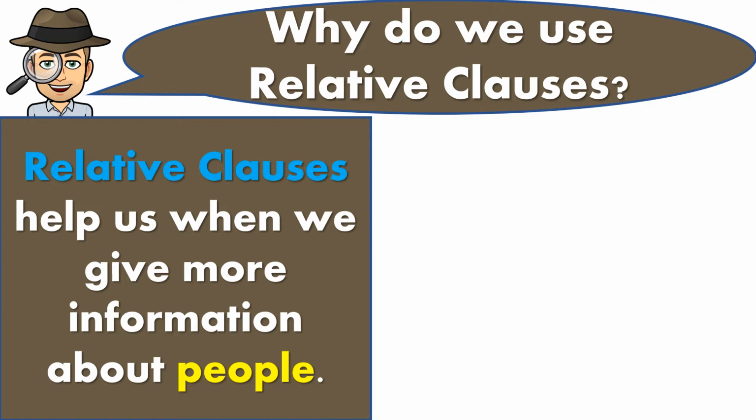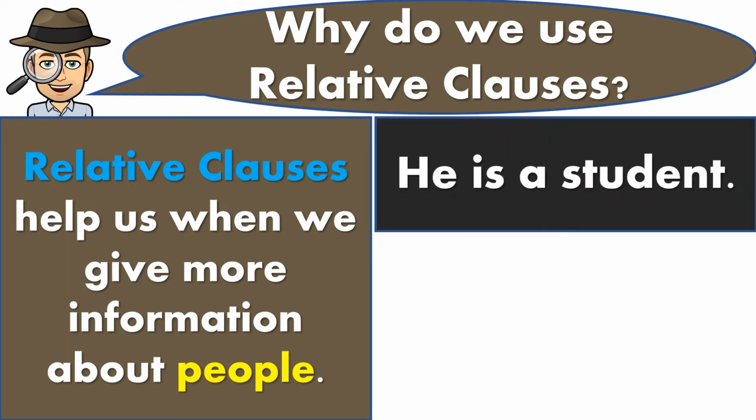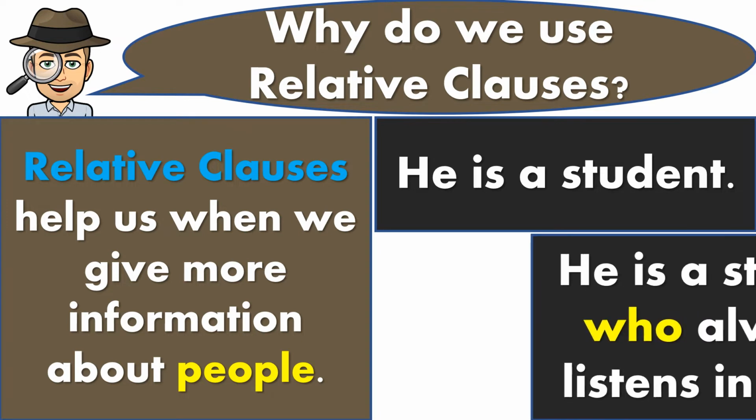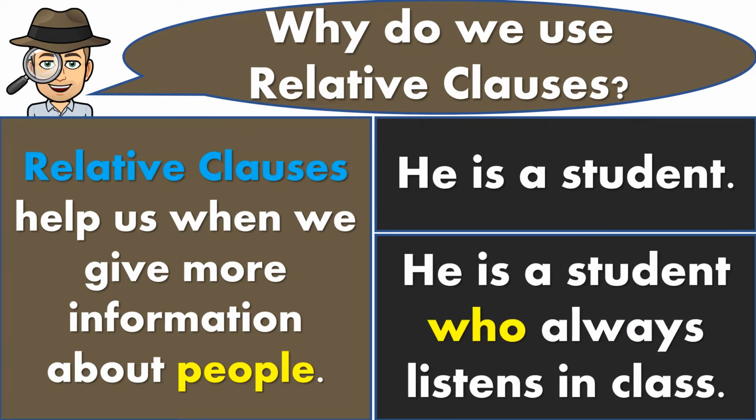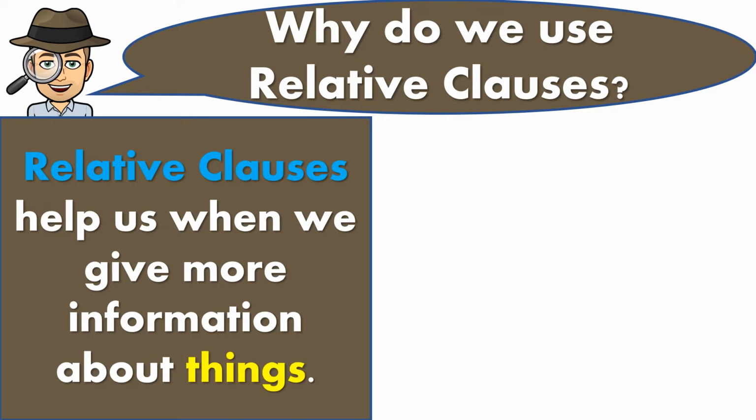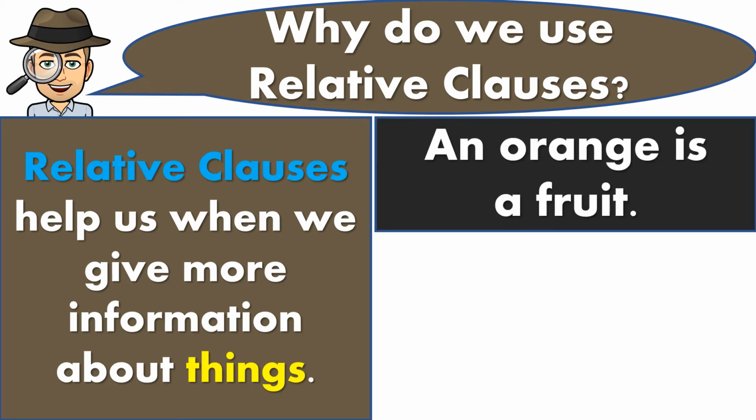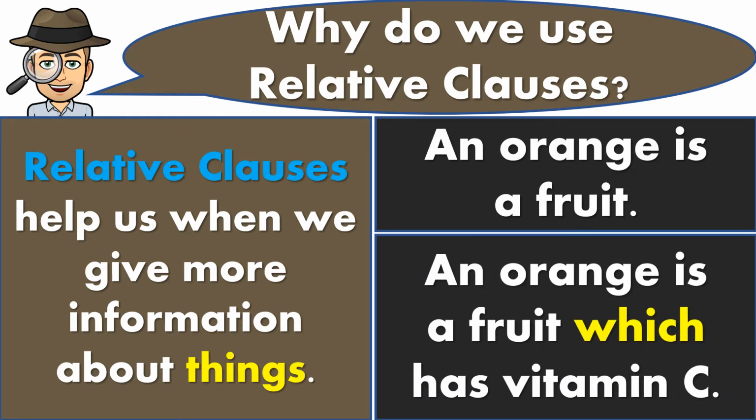So, relative clauses help us when we give more information about people, like he is a student. But if we want to give more information about the student, we'll start the relative clause by using who. He is a student who always listens in class. And if we're giving more information about things, we could say an orange is a fruit. That sentence is okay, but if you want to give more information, we'll use which to start the relative clause. An orange is a fruit which has vitamin C. So it's very healthy for you.